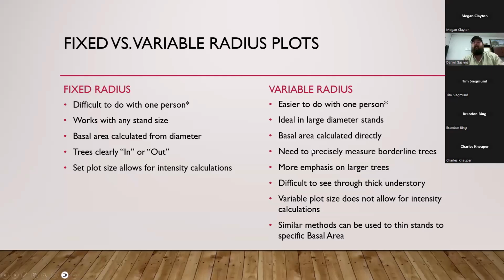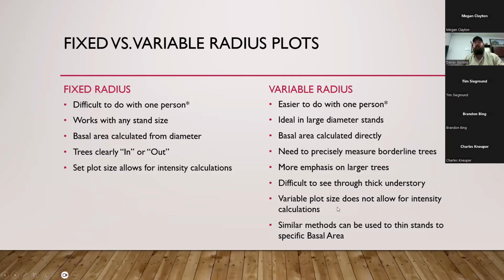It can be a challenge. You're having to very precisely measure those borderline trees to see if they're in or out, because it can be down to decimals of a foot. Whereas on a fixed radius plot, you pull out to the edge of your plot and that's it. It's either in or it's out. Also, with variable radius plots, you have to be able to clearly see the tree. So if it's a thick understory or there's a lot of vines or anything like that, it can be a challenge.